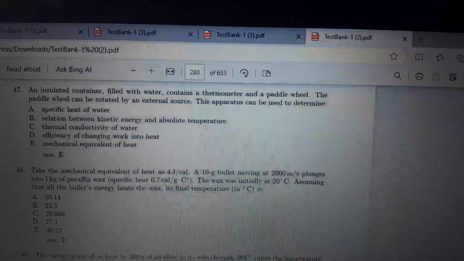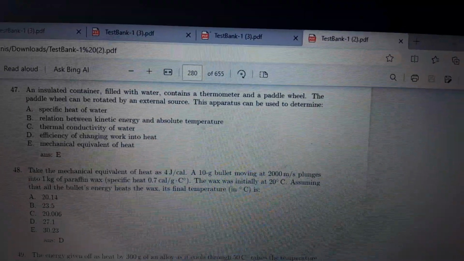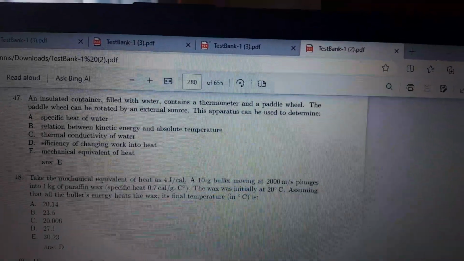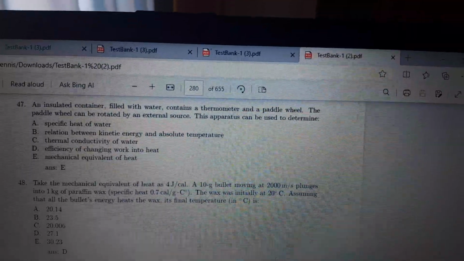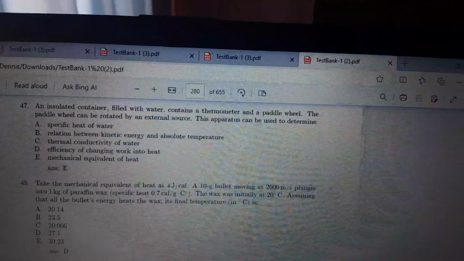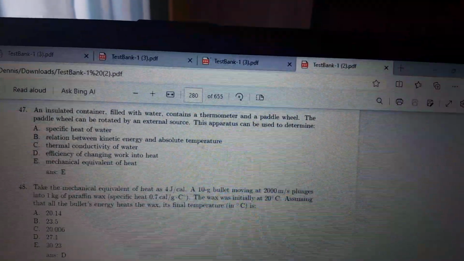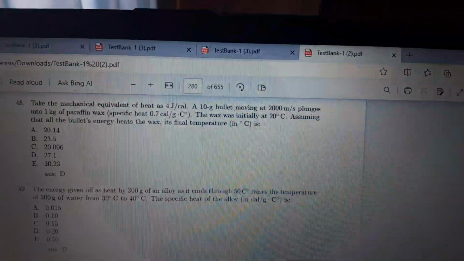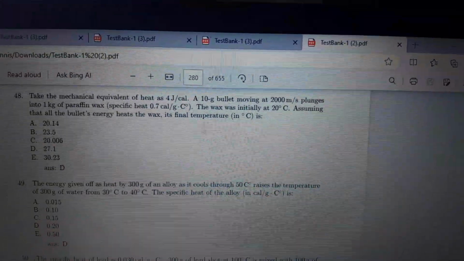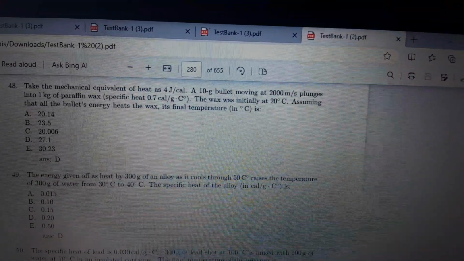An insulated container filled with water contains a thermometer and a paddle wheel. The paddle wheel can be rotated by an external source. The apparatus can be used to determine the mechanical equivalent of heat. Take the mechanical equivalent of heat as 4 joules per calorie.